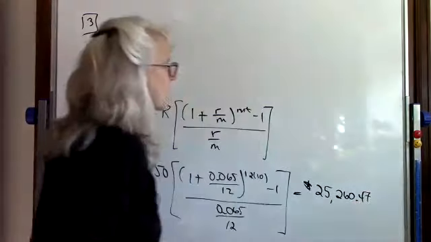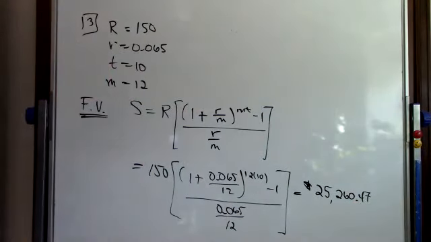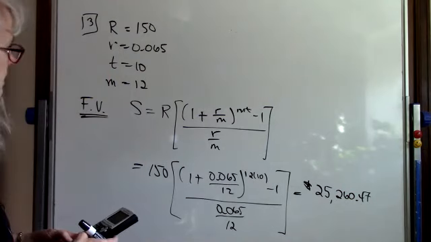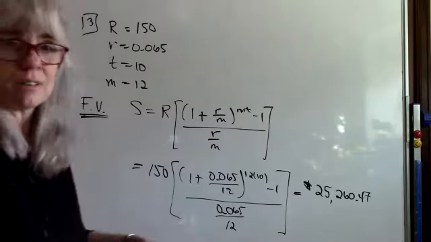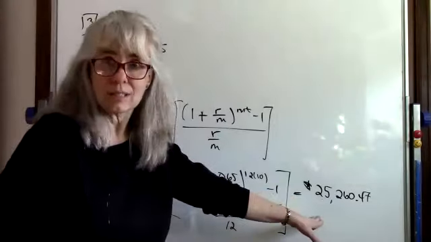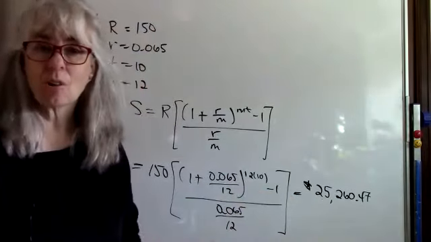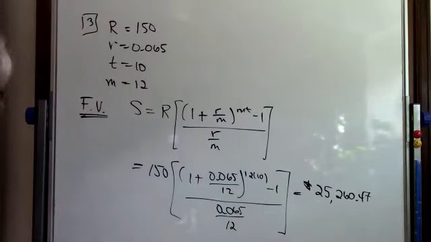Now, if you just put the $150 every month into the account, let's see, how much would you have then? 150 times 10 times 12. He'd only have 18,000. So by doing the interest, he's gained an extra $7,000 in interest alone. So that's why you invest big.